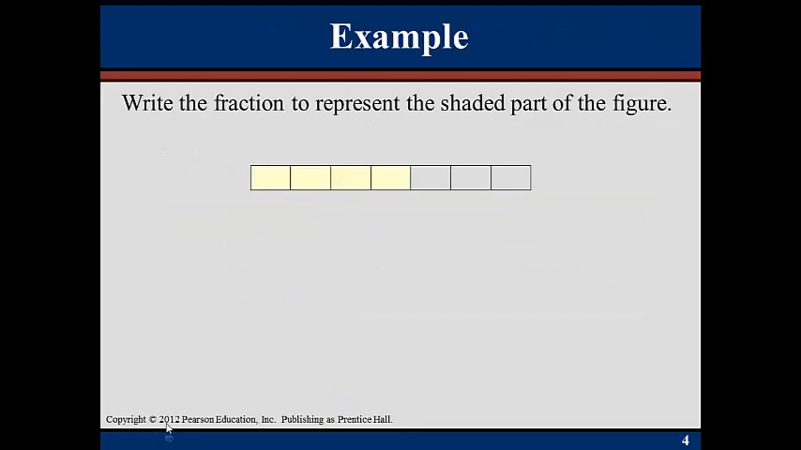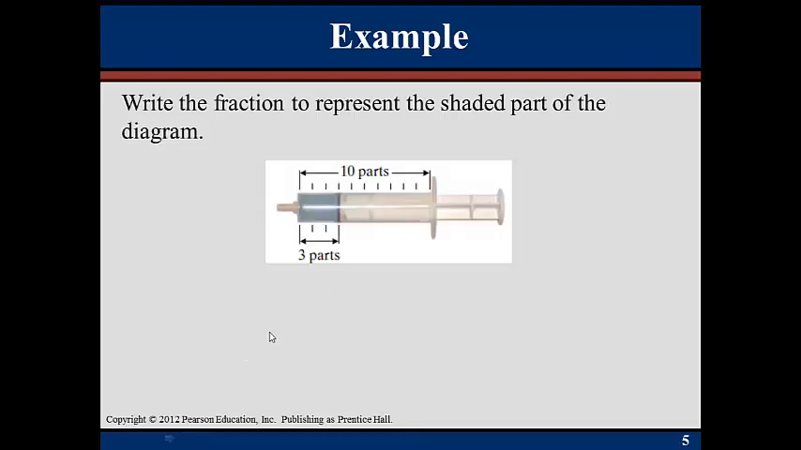This example says write the fraction to represent the shaded part of the figure. So we see that there are 1, 2, 3, 4, 5, 6, 7 equal parts. So the denominator is 7. And 4 of those parts are shaded, so it is 4 over 7. Write the fraction to represent the shaded part of the diagram again. Here we have 10 equal parts, so our denominator is 10, and 3 of them are being considered, so it is 3/10.